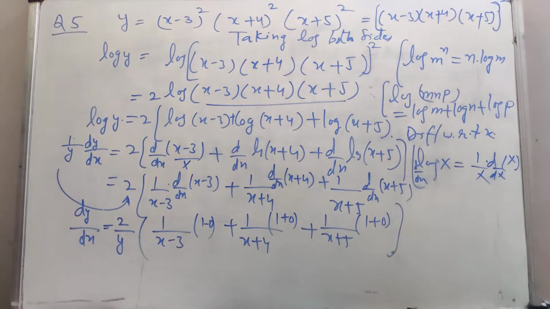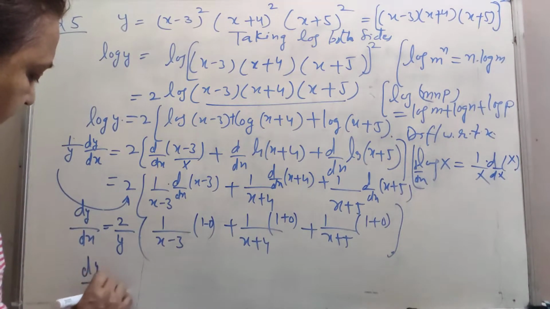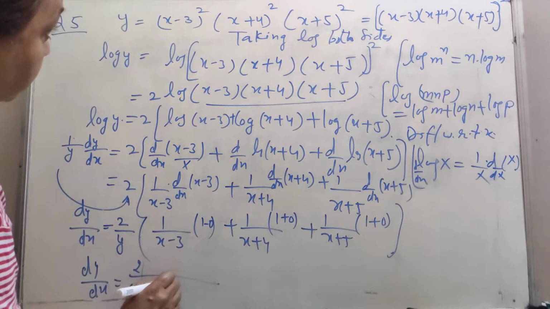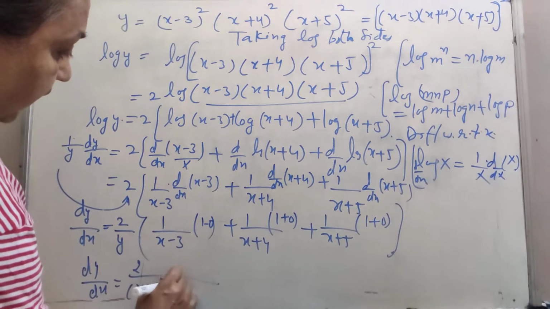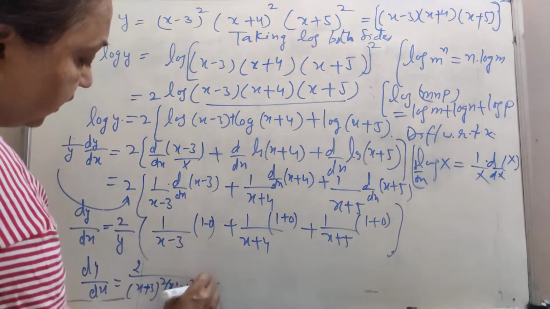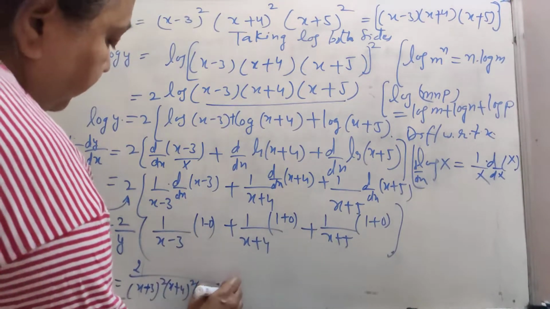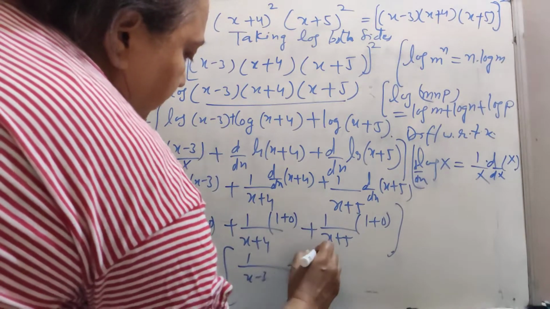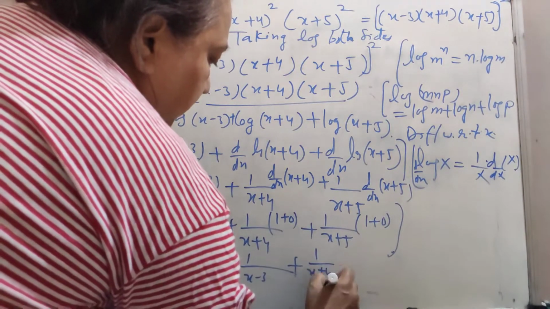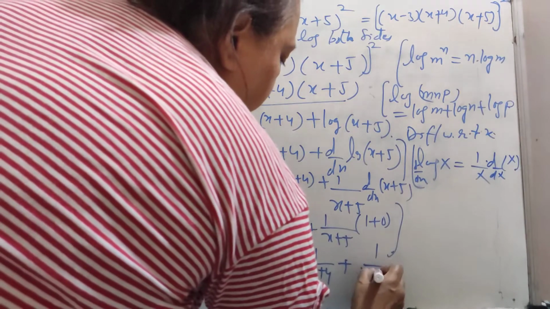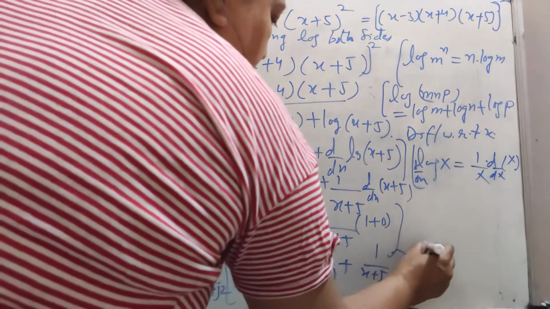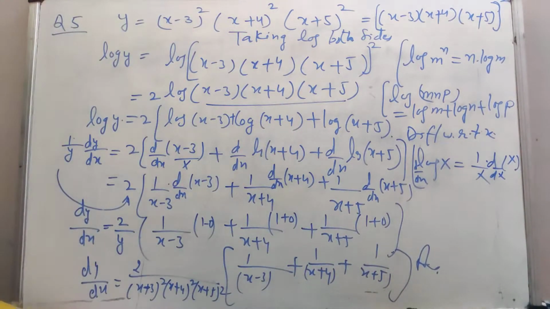So now put the value of y. So dy over dx is equal to 2 upon (x plus 3) whole square (x minus 3) over (x plus 4) whole square (x plus 5) whole square, and within bracket 1 over x minus 3 minus 1 over x plus 4 minus 1 over x plus 5. Now there is no need to take LCM. That's all. This is your answer.